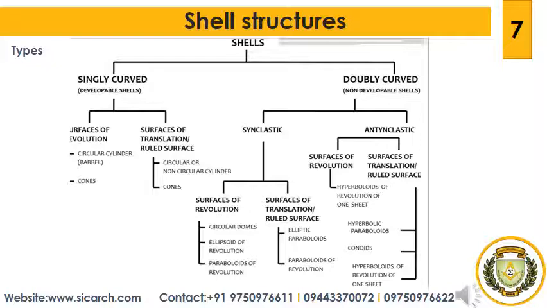So next is the anticlastic structures. Under anticlastic again we can divide it into surfaces of revolution and surfaces of translation. Under surfaces of revolution we see hyperboloids of revolution of one sheet. Under surfaces of translation we can see hyperbolic paraboloids, conoids and hyperboloids of revolution of one sheet. So that's all about the classification of shells.